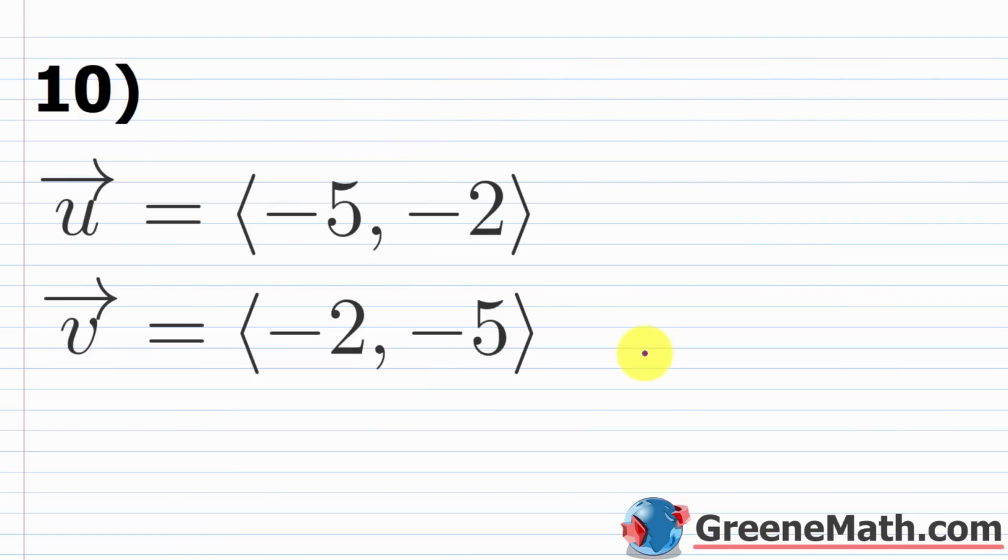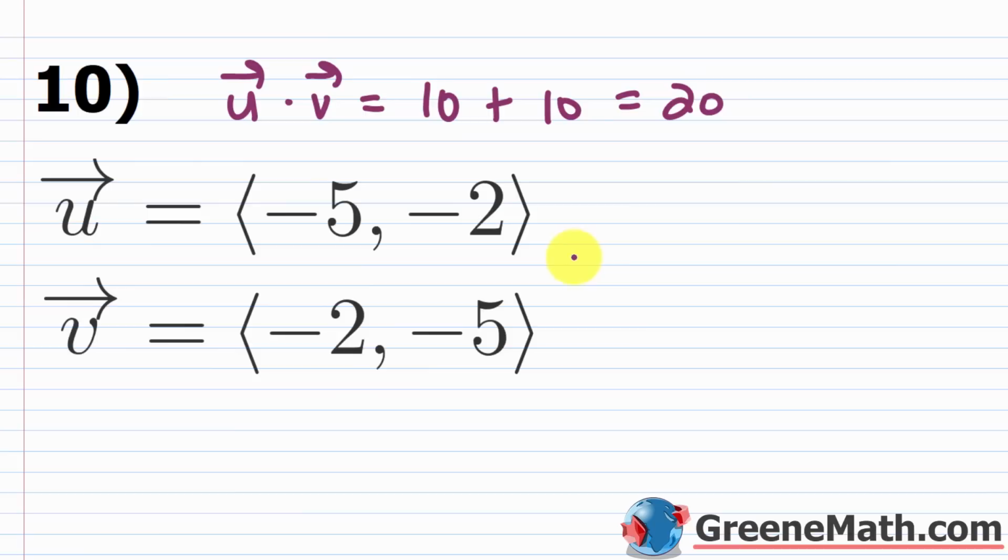Okay, so thinking about this, we have our vector u in component form. We have a horizontal component of -5 and a vertical component of -2. We have our vector v in component form. We have a horizontal component of -2 and a vertical component of -5. So if we do u dot v like this, all we're going to do is multiply the horizontal components together. So -5 times -2, that's +10. And then plus multiply the vertical components together. So -2 times -5, that's going to be +10. So this becomes 10 plus 10, which is 20. So that's not 0. So we can just say no. These are not orthogonal vectors.